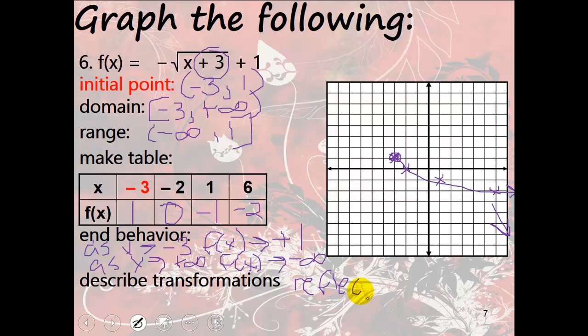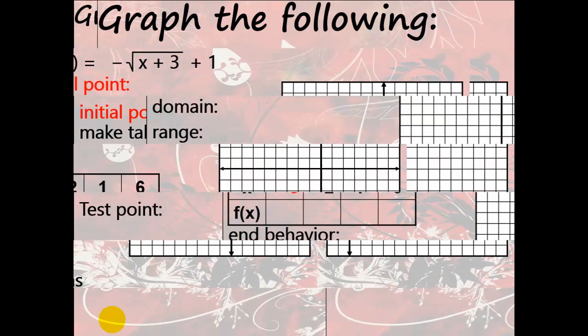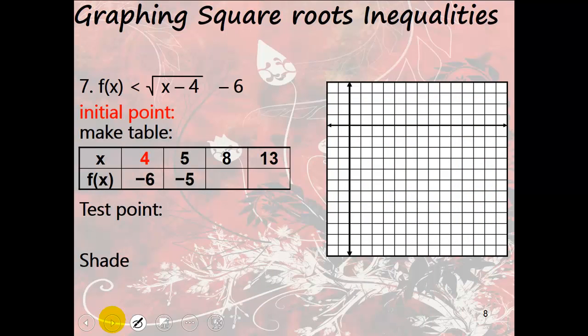It is left 3, and then up 1. That would be how we would describe the transformations. All right, now we're going to transition into inequalities. So we're going to find that initial point. We're going to plot some points, and then we're going to test.